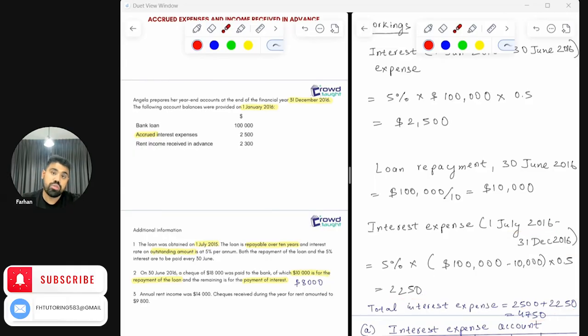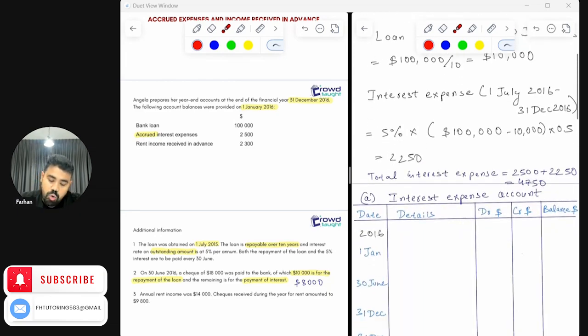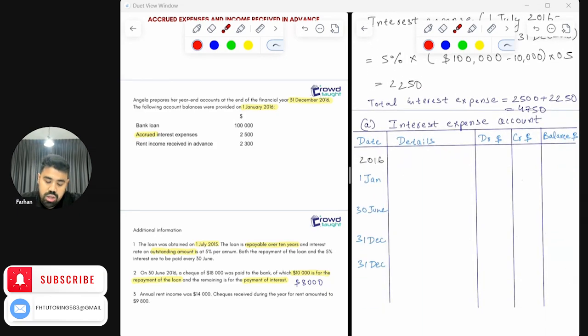Now let's look into the preparation for the interest expense ledger account. I have already created the outline here, which is the 5-column format. In the first column, we've got the date. Then in the second column, we've got the details, where we are going to cross-reference all the relevant accounts. In the third column, we've got all the debit amounts. In the fourth column, we've got all the credit amounts. And in the fifth column, we've got the net balance.